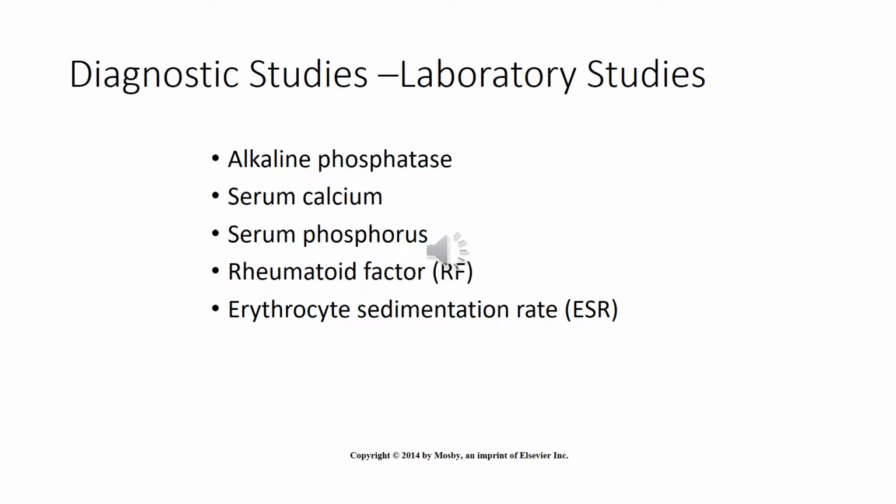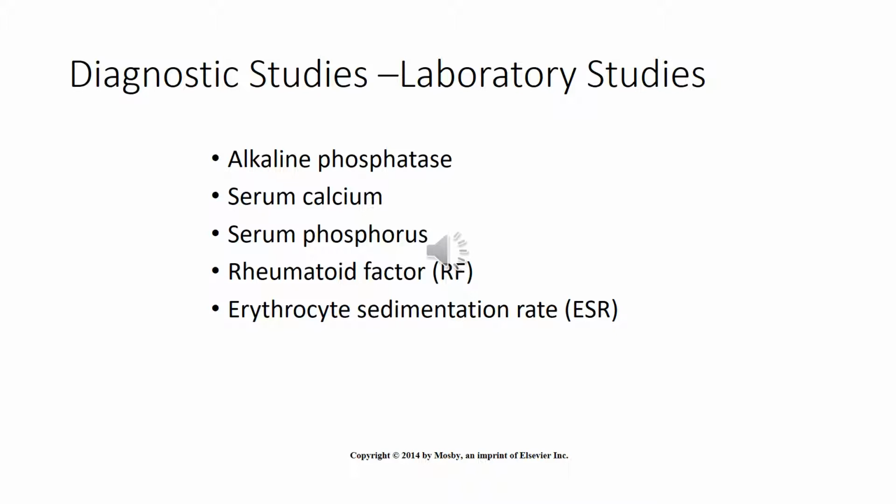Okay, some more diagnostic studies would be some laboratory studies. Alkaline phosphatase. This enzyme is produced by osteoblasts of bone, and that's needed for mineralization of organic bone matrix. Elevated levels are found in healing fractures, so we do want that with healing fractures. Some bone cancers also will have an elevated level, as will osteoporosis, osteomalacia, and Paget's disease.